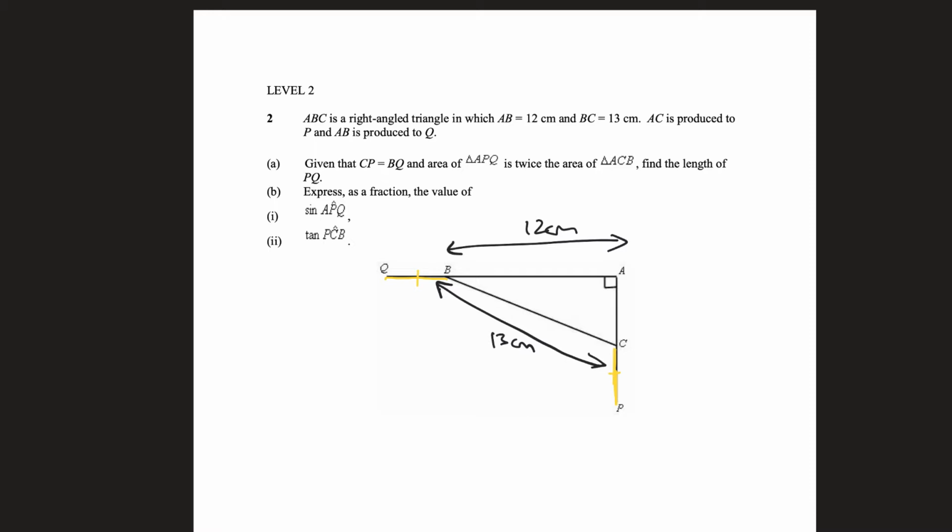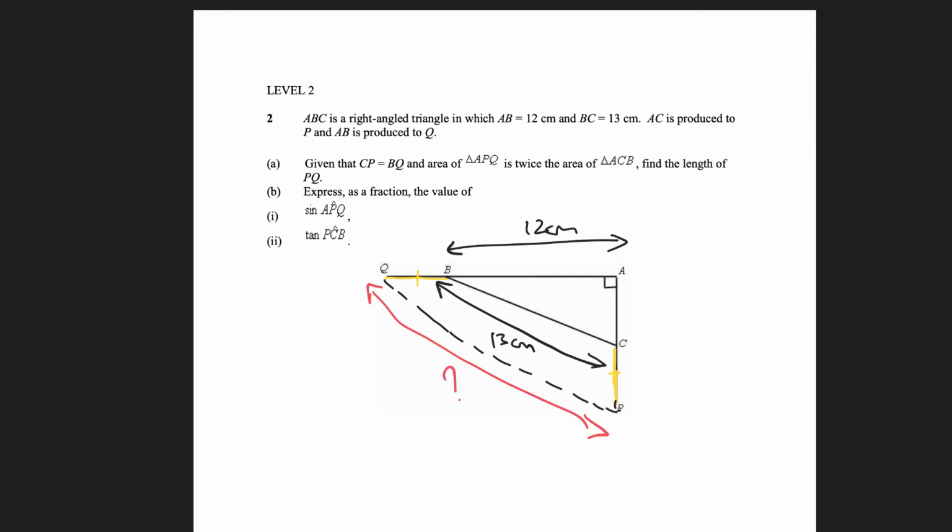Okay, and the area of APQ, so this triangle here, is twice the area of ACB. So to help me visualize better, for APQ, I'm just going to link it up this way. This is APQ. So that's the triangle. So they say that APQ is twice the area of ACB. Find the length of PQ. So this is what I'm trying to find. PQ.